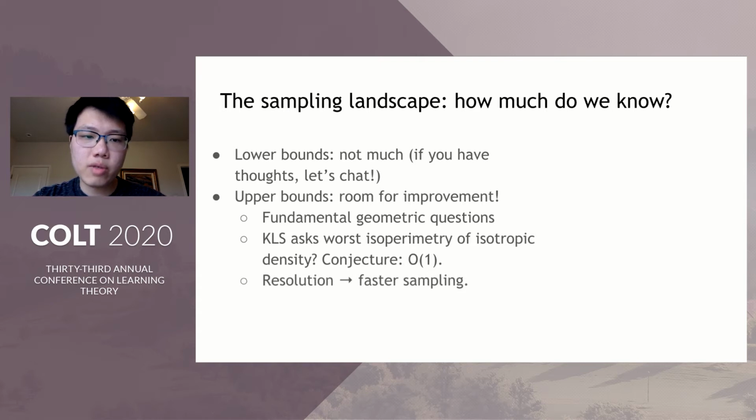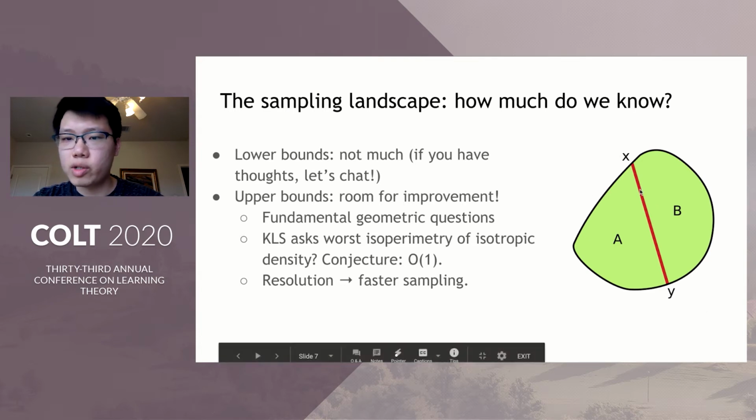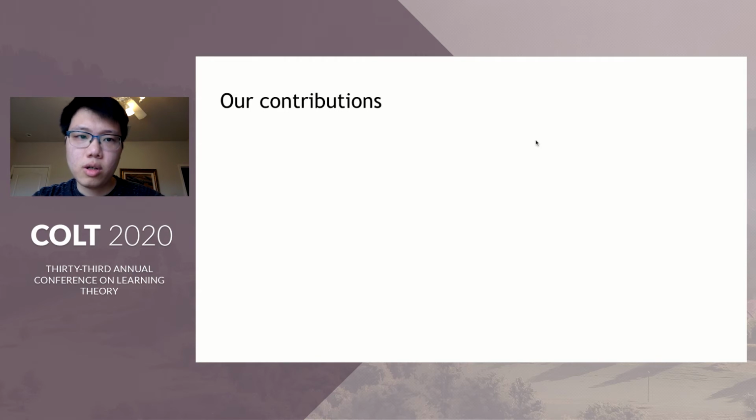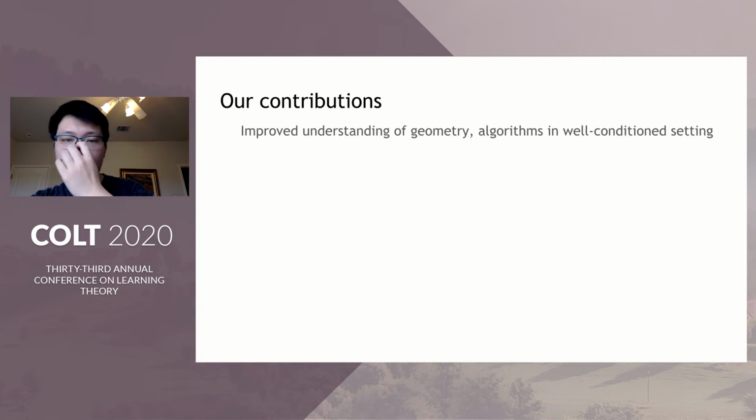If you were able to resolve this conjecture, you would instantly have faster sampling algorithms in the general log-concave setting. So in a picture, this is what the KLS conjecture is asking. Given any bipartition of an isotropic log-concave density, what is the worst case ratio between the surface area of the bipartition and the volume of the smallest side? The contributions of this work are that we improve the understanding of log-concave geometry and give faster algorithms in this well-conditioned log-concave sampling setting.